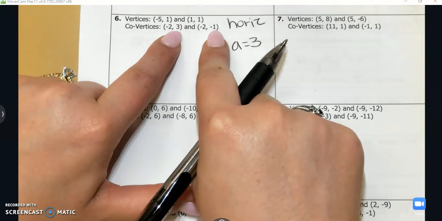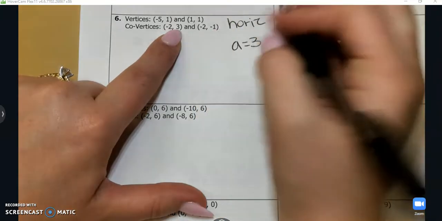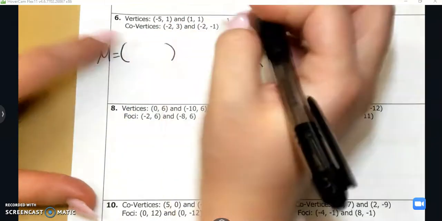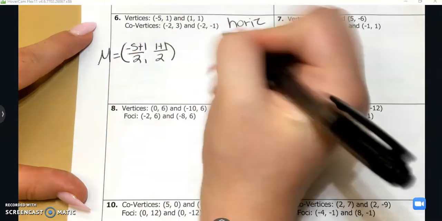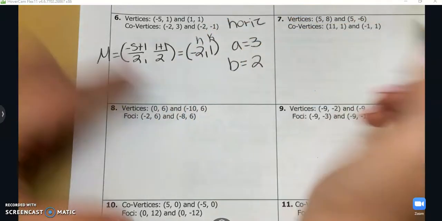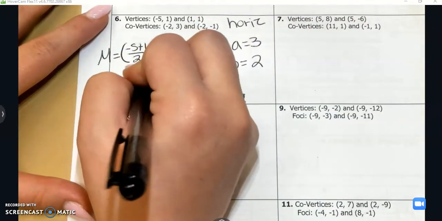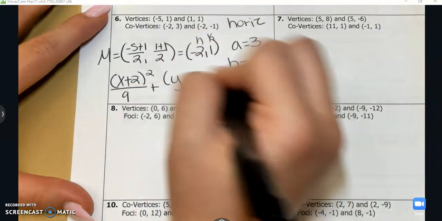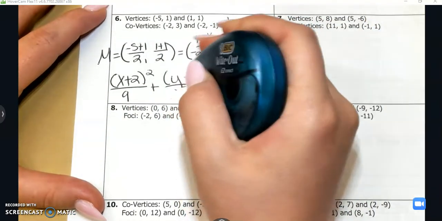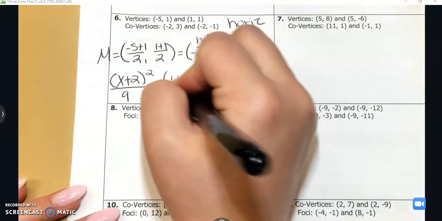Then on my co-vertices, the Y value is changing. From 3 to -1, that's 4 apart. Half of that is 2. And if you can't do that in your head, you can absolutely use the distance formula. Now I just need to find my center. So let's use our midpoint formula. You can use any of these because they will give you the same answer. So you could use either the vertices or the co-vertices to find that your midpoint on number 6 is -2, 1. So here's H and K, here's A and B, it's horizontal, so the bigger number needs to go under the X term. Oh, that should be 4, not 9. Equals 1.